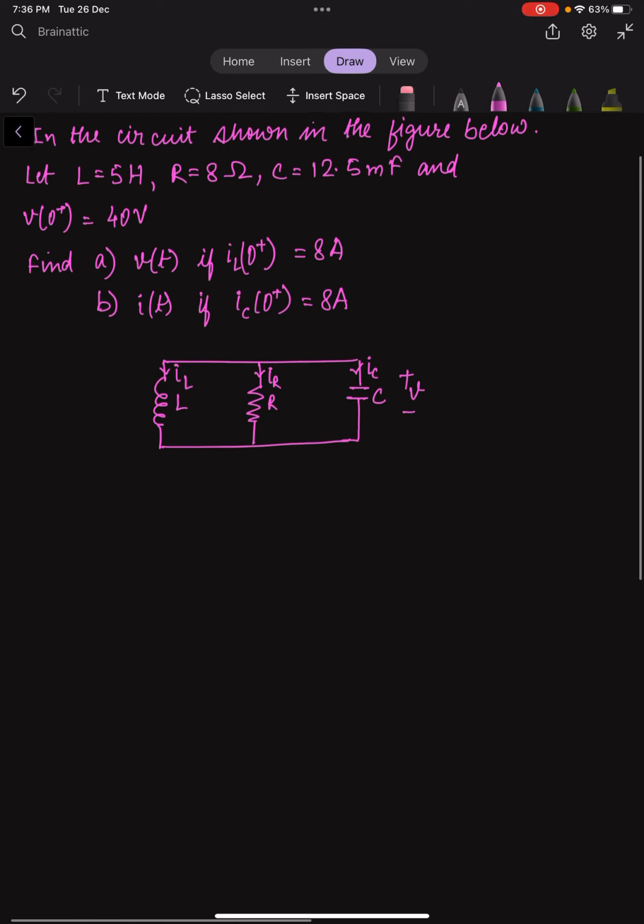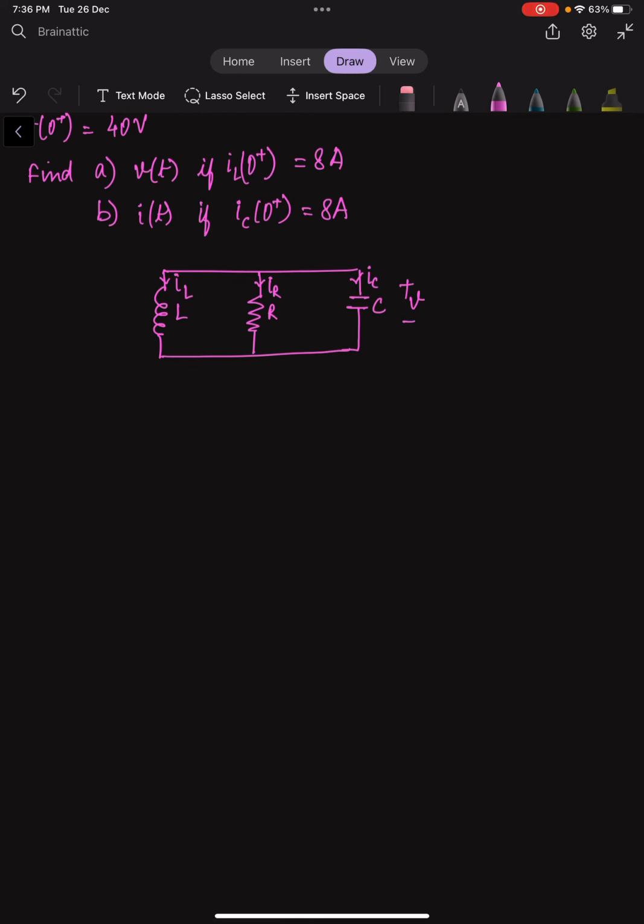So let us begin solving this problem. We first try to find the Neper frequency. The Neper frequency is given by alpha, which is equal to 1 by 2RC. Now applying the values, which is 2 into 8 into 12.5 into 10 power minus 3, we get 5.